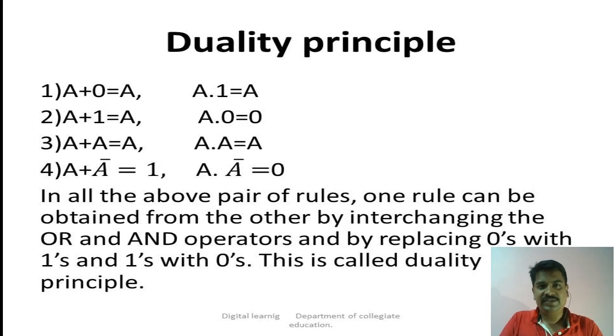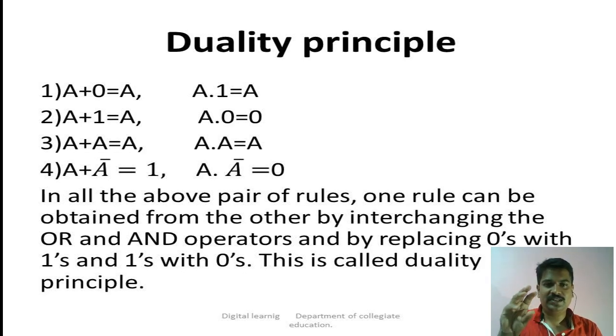Along with that, there is a very interesting principle here called the duality principle. Look at these four identities. A plus 0 is equal to A, and A dot 1 is equal to A, meaning I am checking for logical addition and for logical multiplication. A plus 1 is 1, A dot 0 is equal to 0. A plus A is A and A dot A is A. A plus A bar is 1, A dot A bar is 0.